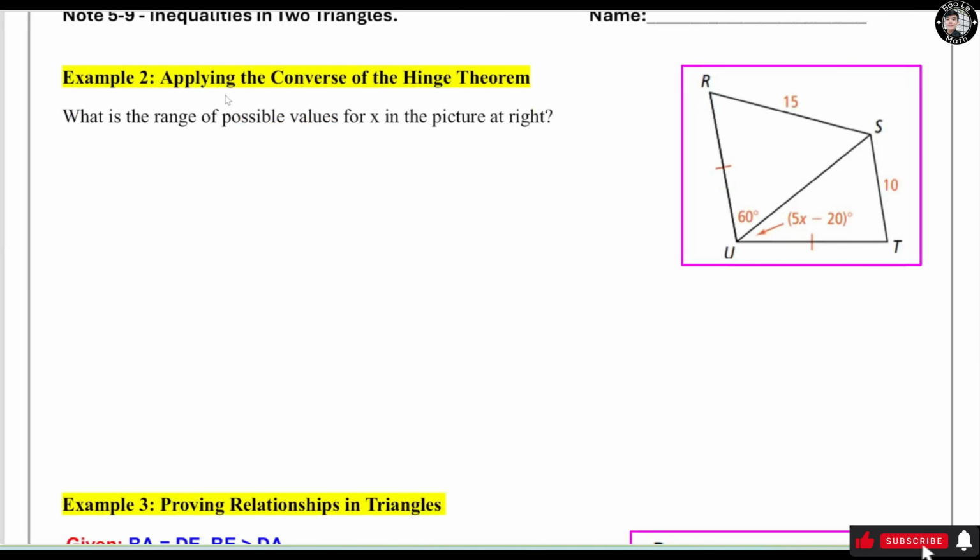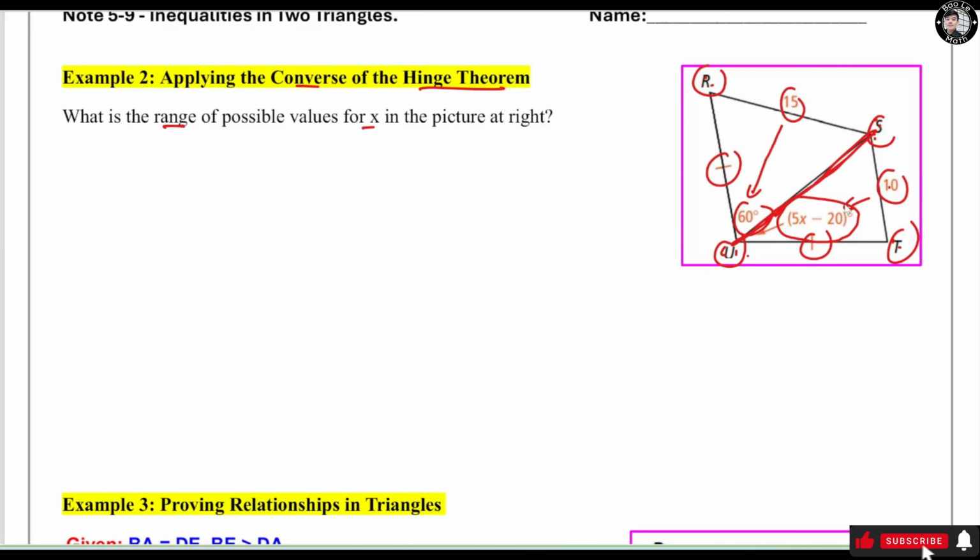Now, example number 2. Apply the converse of the Hinge Theorem. What is the range of possible values for S in the picture at right? Alright. Consider triangle RUS and triangle TUS. We have RU congruent to TU, right? We have SU congruent to SU, right? By the reflexive property. Now, since RS equals 15 and ST equals 10, right? The angle opposite to 15 is 60 degrees right here. And the angle opposite to 10 is going to be 5S minus 20 right here, right?